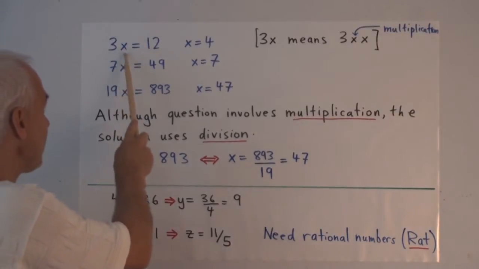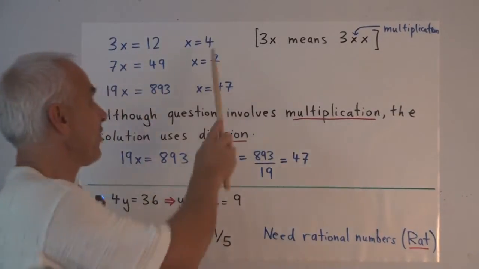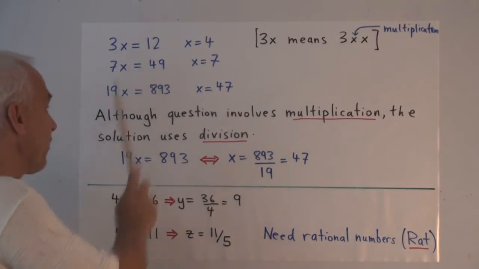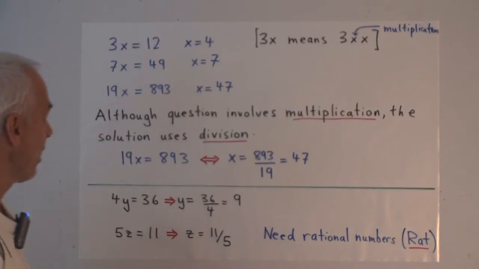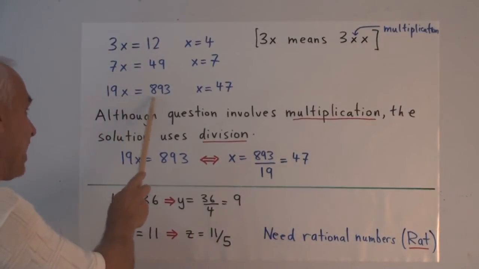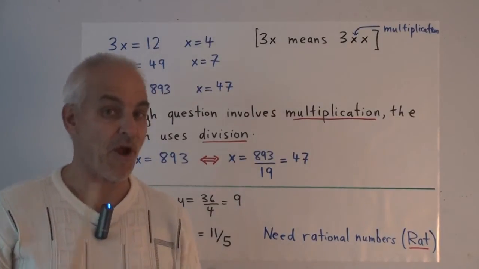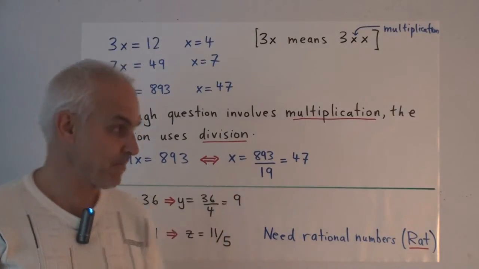All right, well, if 3 times x equals 12, then if you know your multiplication table, x equals 4, because 3 times 4 is 12. If 7x equals 49, then from your multiplication table, x equals 7. But if you have 19x equals 893, your multiplication table probably doesn't go up that far, so you don't just automatically know what the answer is.